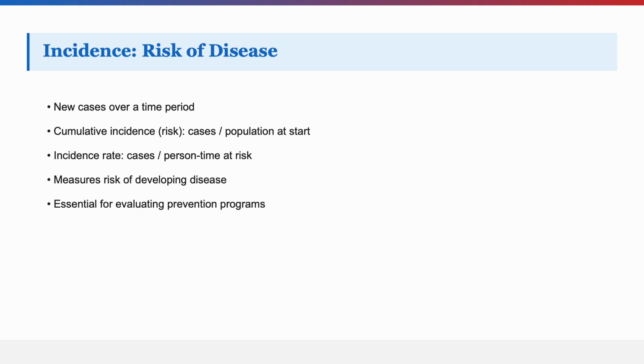Why does person time matter? Consider a study where some people are followed for 5 years and others drop out after 6 months. Cumulative incidence doesn't handle this well. Person time gives credit for however long each person was observed. For healthcare managers, incidence matters for prevention. If a smoking cessation program reduces lung cancer incidence from 5 per 1,000 person-years to 3 per 1,000 person-years, you can calculate lives saved. Prevalence wouldn't show this effect for years, until existing cases die or are cured.